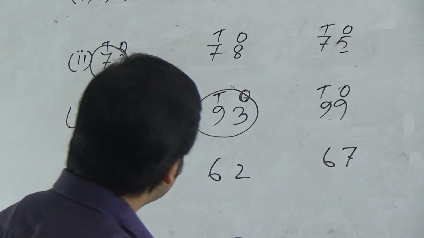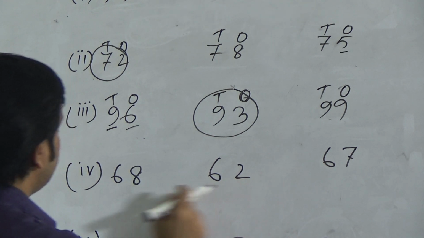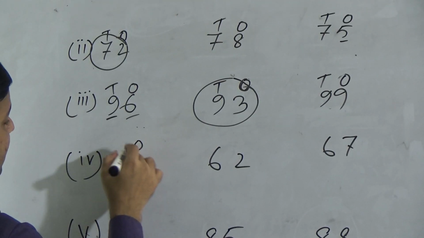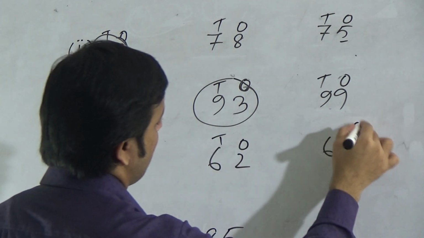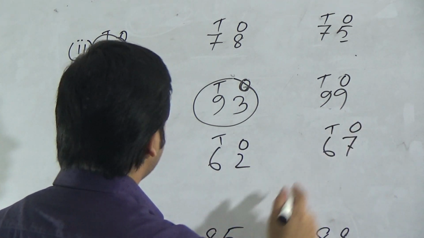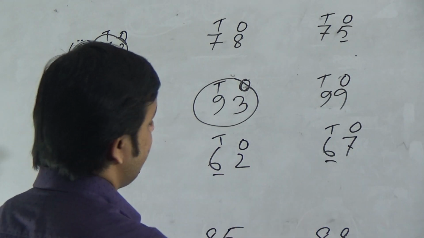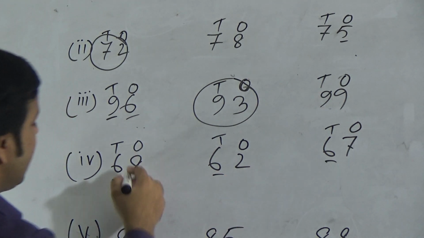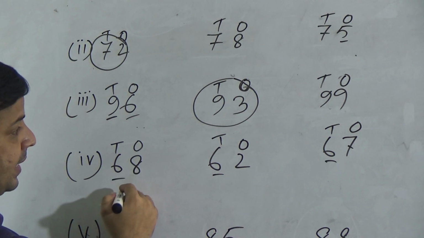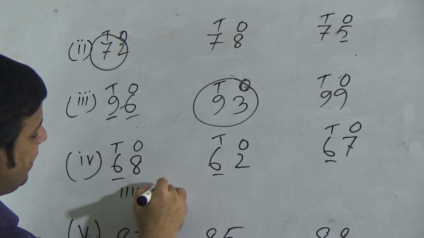Okay, dear students. Now next numbers. 3 numbers are given here. So at first take ones, tens, ones, tens, ones, tens. Here also the tens place is 6 in all the numbers. So the tens place is the same. So we have to compare the ones place. 8 means we can consider 8 sticks. 1, 2, 3, 4, 5, 6, 7, 8.